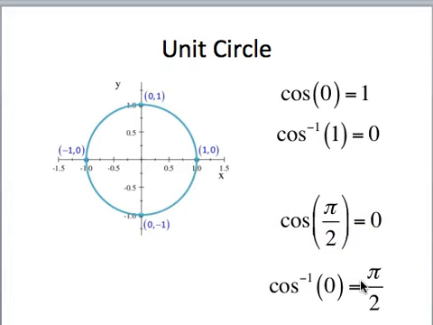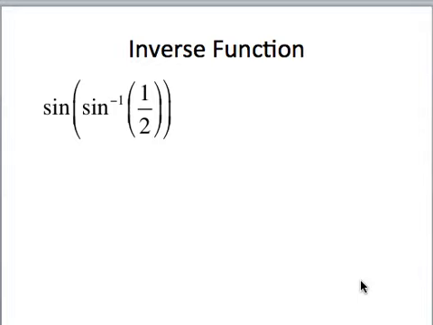Now, if we put these things together, what happens? If I have the sine of the inverse sine of 1/2, how do I do the inverse sine of 1/2? What's the strategy I need? Well, I've got to think of an angle whose sine is 1/2. The sine of what value is 1/2? The sine of pi over 6 is 1/2. So we know that the arcsine of 1/2 is pi over 6. So replacing arcsine of 1/2 with pi over 6, now I have the sine of pi over 6, which is 1/2.